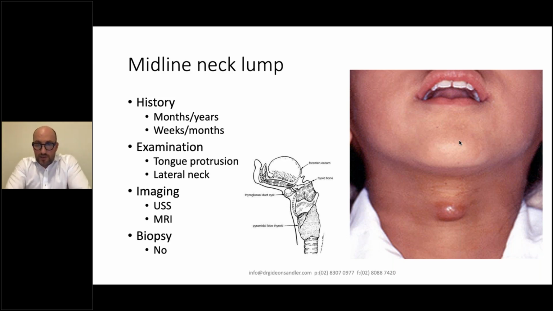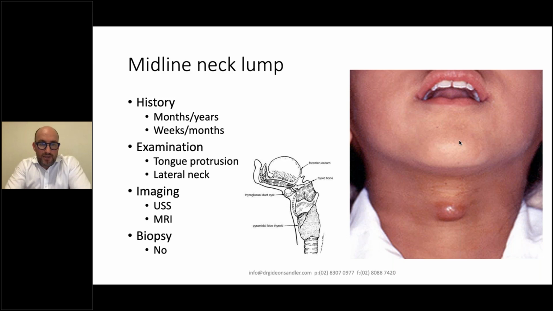Most of the ones I've seen in the midline have either been dermoid cysts or thyroglossal duct cysts. Differential diagnosis can be achieved, or is said to be able to be achieved, on tongue protrusion. If you get the patient to open their mouth and protrude their tongue, thyroglossal duct cysts are supposed to rise because they're attached to the hyoid, whereas dermoid cysts will stay in place. In practice, I haven't really seen that to be the case, and for the most part, I've treated midline neck lumps as if they were thyroglossal duct cysts.